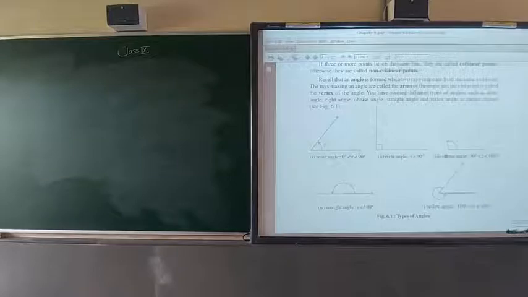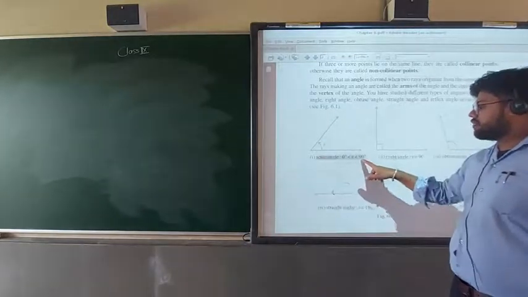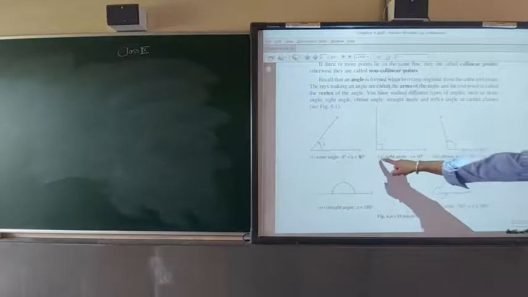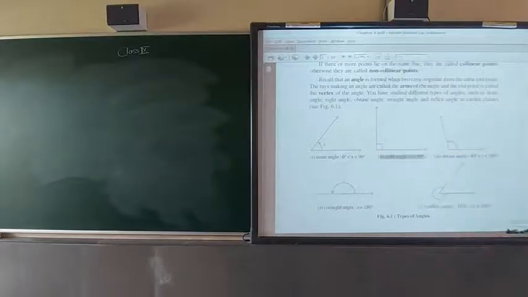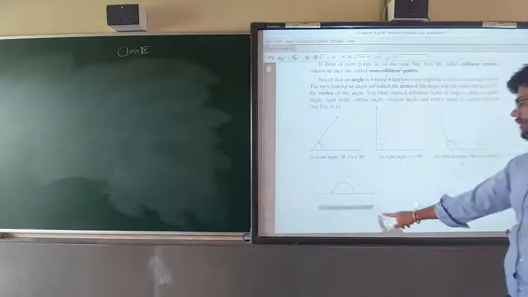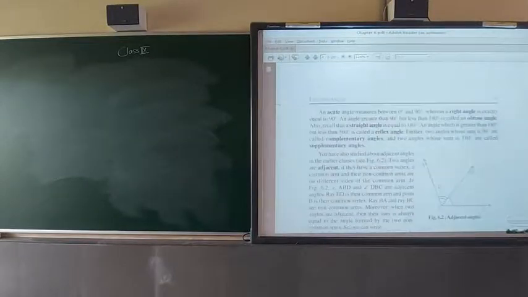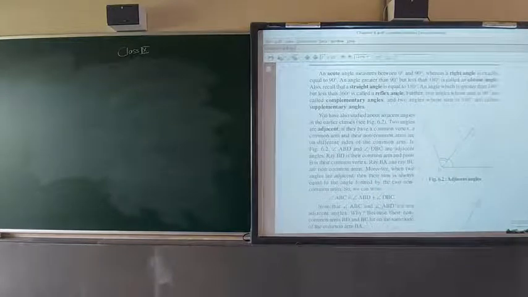Now these are some types of angles. Acute angle is an angle between 0 and 90 degrees, like 60, 30, 45. These are all called acute angles. Second one, right angle. It will be 90 degrees only. Third one, obtuse angle: more than 90 but less than 180. This will be the straight angle, 180 complete. And reflex angle means more than 180 but less than 360. These are the types of angles. Mark all these diagrams.